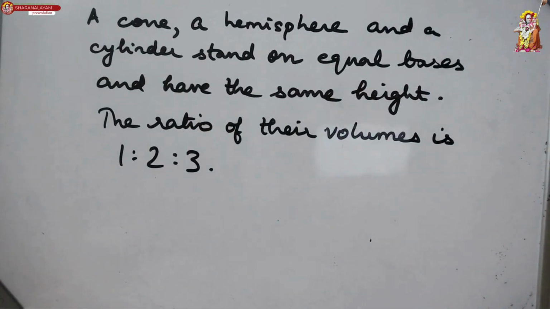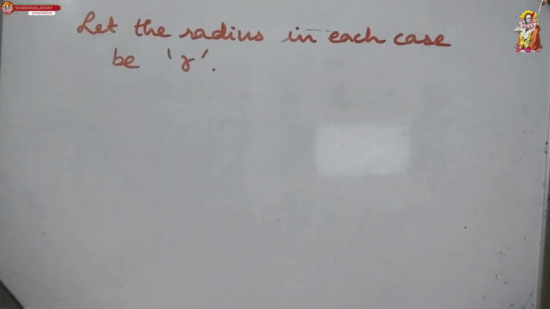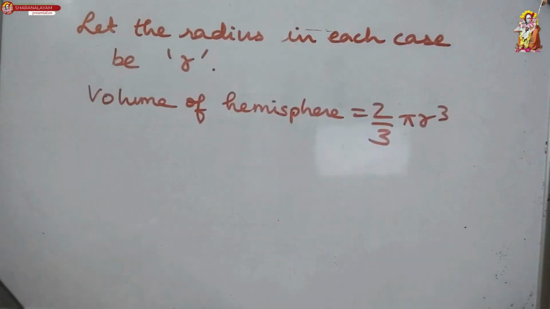Next question. A cone, a hemisphere and a cylinder stand on equal bases and have the same height. The ratio of their volumes is 1:2:3. Let's check if this statement is true. Now they have given that the cone, the hemisphere and the cylinder stand on equal bases. So let the radius in each case be r. Now the volume of the hemisphere will be equal to 2 upon 3 pi r cube.